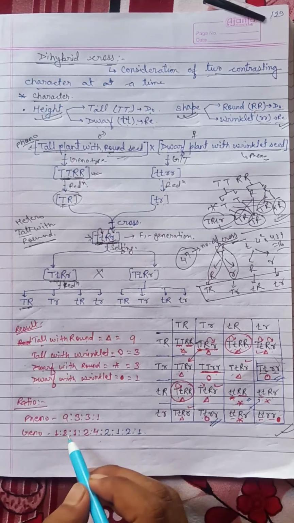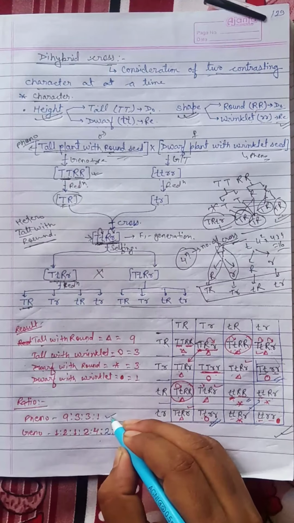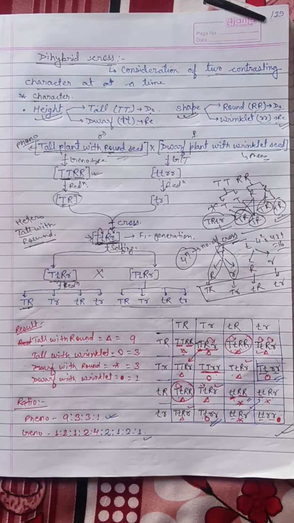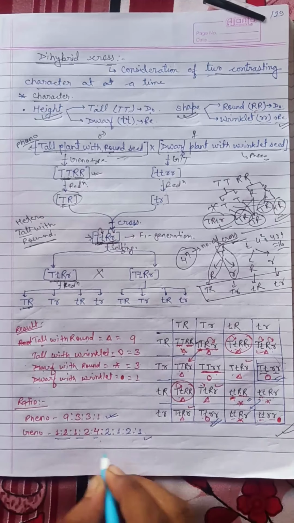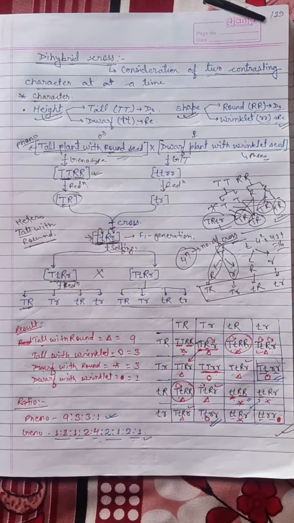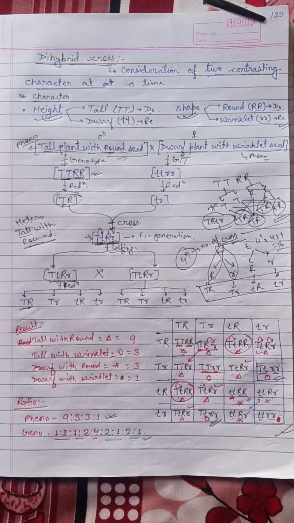That is more complex but too easy to remember. This is the dihybrid cross. That is the phenotypic ratio and genotypic ratio. If you want to remember one thing, you have to remember like 1:2:1, 2:4:2, 1:2:1. It is too easy to remember. Is it okay now?